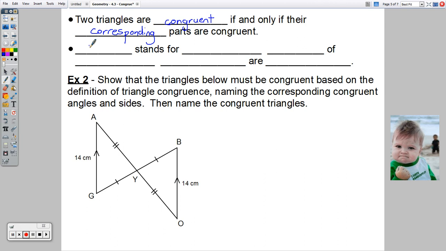And CPCTC, this is an acronym we'll use quite often. CPCTC stands for corresponding parts of congruent triangles are congruent. So did you see where those letters come from? I hope so. You've got the C, P, C, T, C.